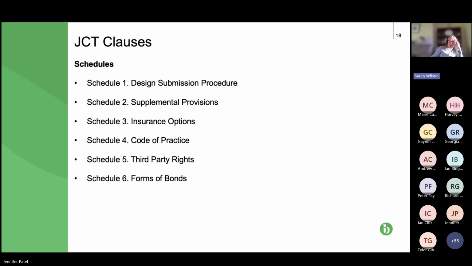And then Schedule 2 supplemental provisions, not particularly descriptive, but a big chunk of that is very similar to NEC. So it's about where you have extra money because of variations or changes, or extra money or time because of an extension of time or the loss and expense. You can use this mechanism to provide a quote up front, so before the work is done, certainly before completion is achieved, and the contract administrator can accept that quote.